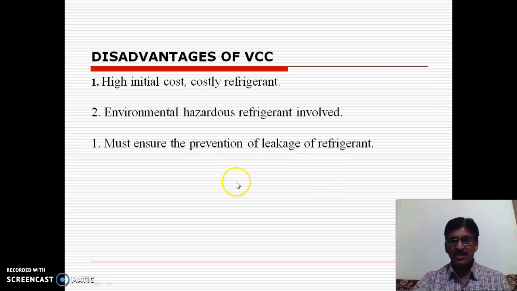So in this lecture, we studied the basic fundamental working of the vapor compression cycle, and along with that working, we also studied the analysis of this vapor compression cycle with the help of the pH diagram, and then the advantages and disadvantages of this vapor compression cycle also we studied.